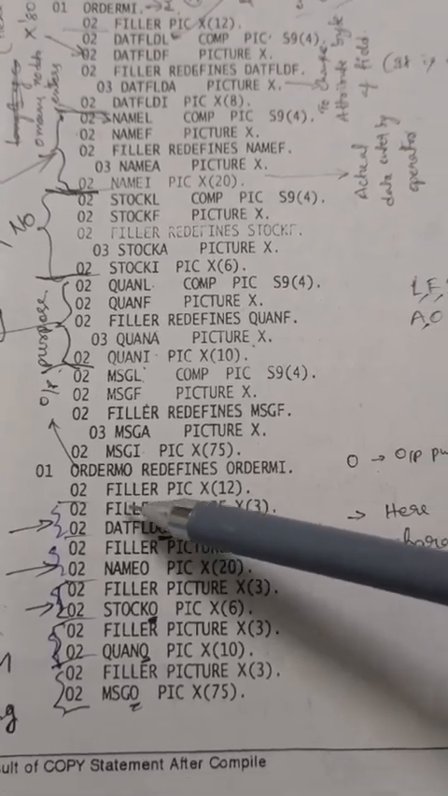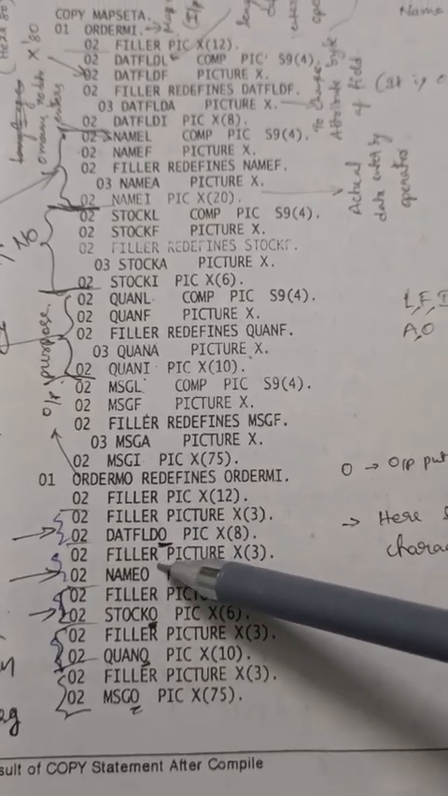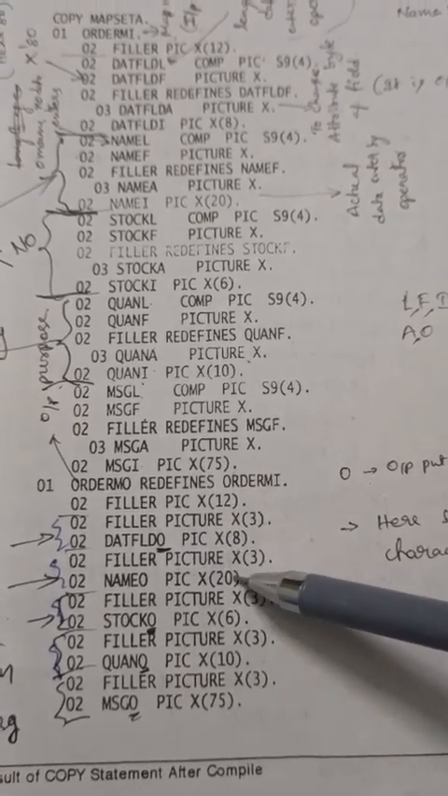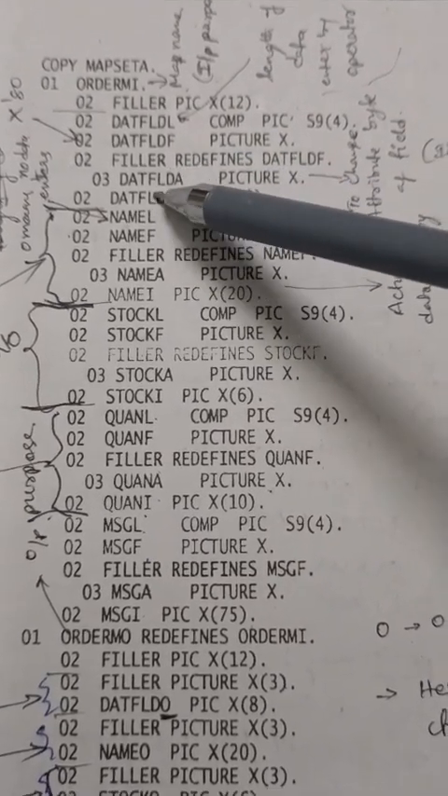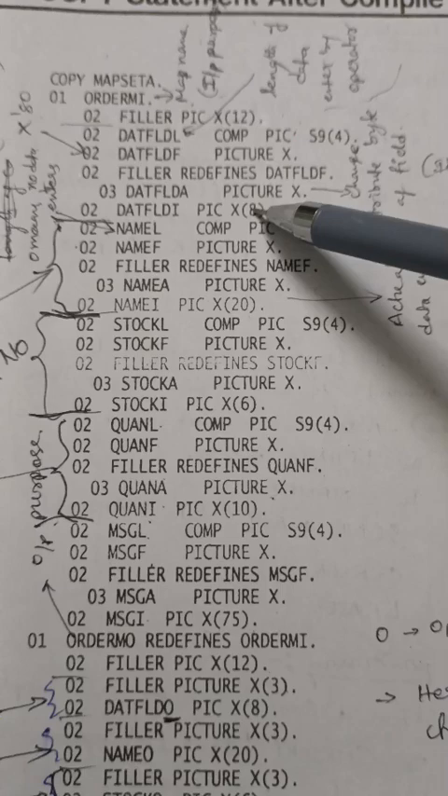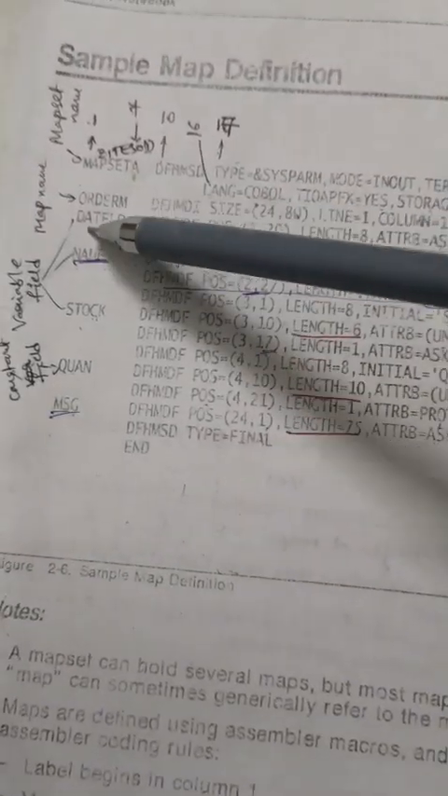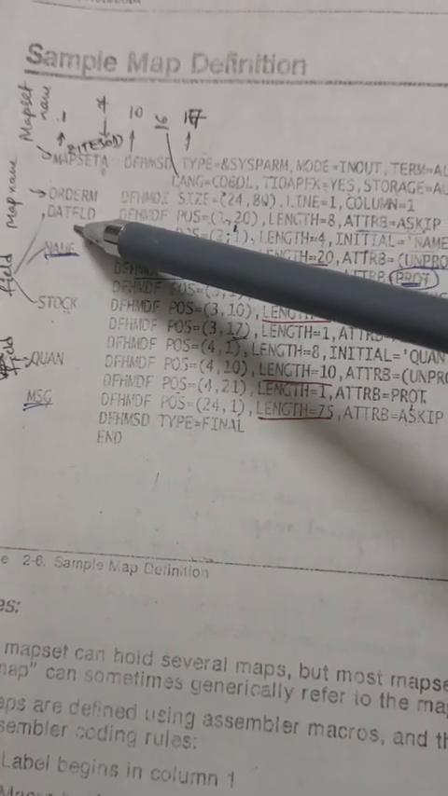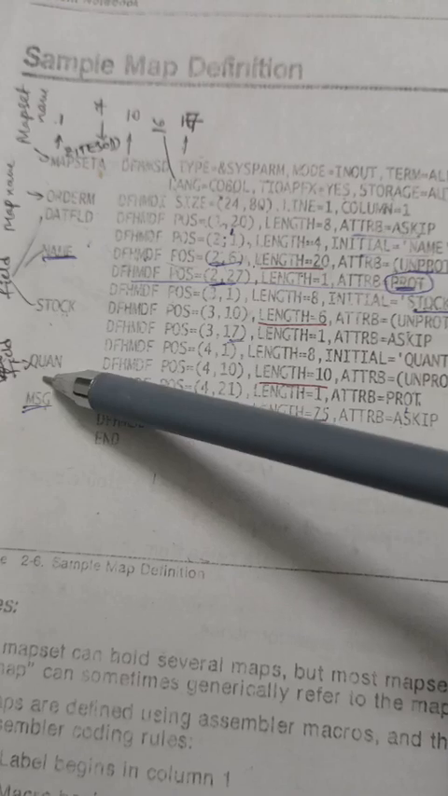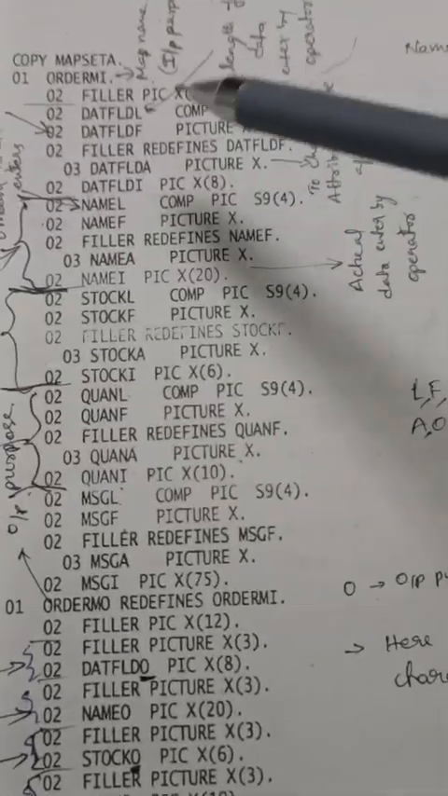Even though you can see these two fields are related to the date field, and the next two fields are for the name field. Why two fields? You can see in the input field copybook of the map, when the date field ends with the I field, again it will start for the name field. Because yesterday in the physical map you can see we coded the date field, name field, stock field, quantity field, message field. So this date field is done, we have generated it. Now it starts the name field.